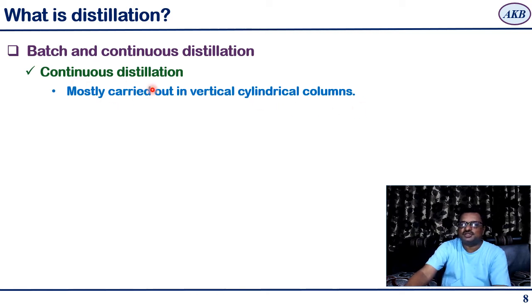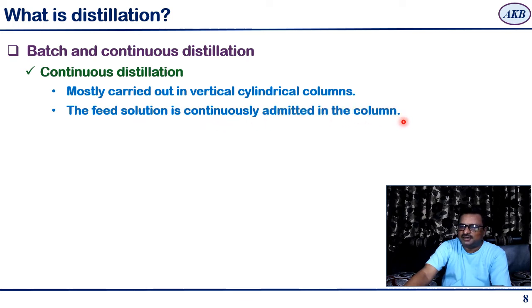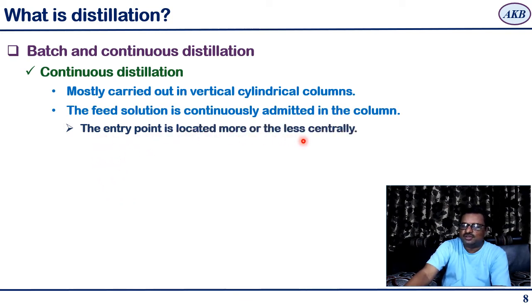Continuous distillation operation is mostly carried out in vertical cylindrical columns that are made up of metals. The feed solution is continuously admitted in the column. The feed is admitted at an entry point that is located more or less centrally.